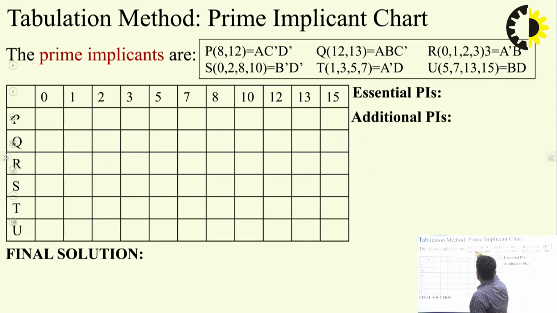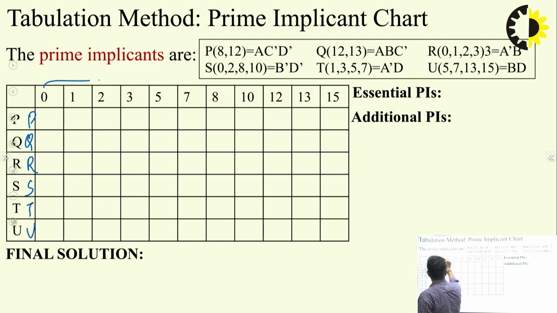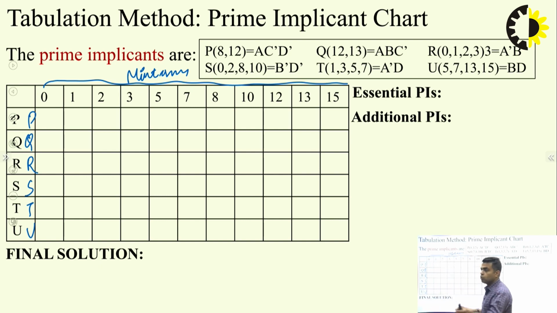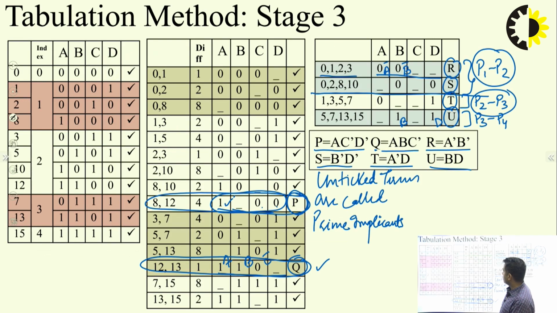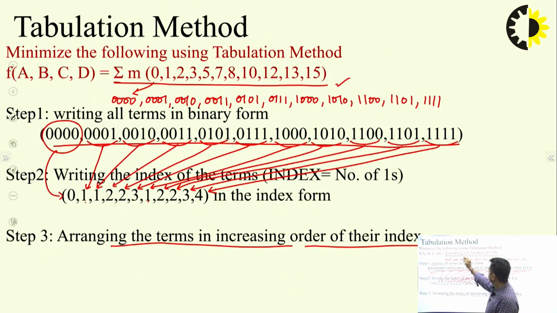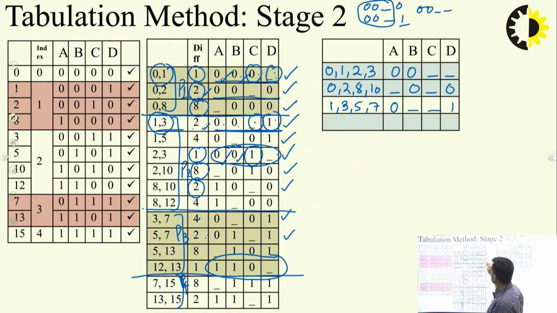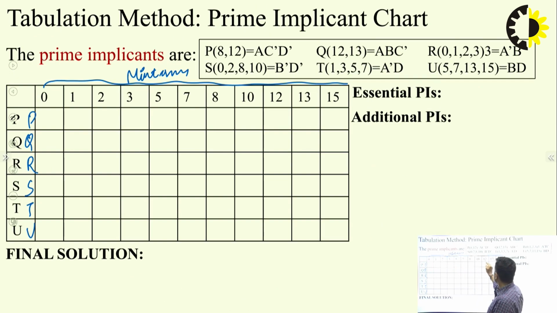So these are the prime implicants P, Q, R, S, T, U, which we have written on this side, and these are the minterms which are provided to me in the question. It does not have all the terms 0, 1, 2, 3; these are only the terms provided in the question. You can check: 0, 1, 2, 3, 5, 7, 8, 10, 12, 13, 15. So I need to fill in the entries now.